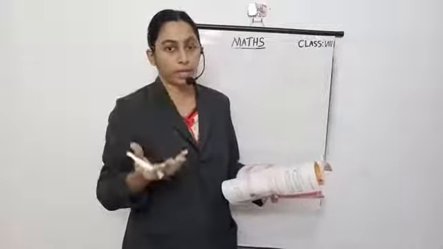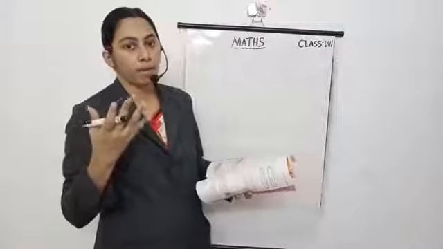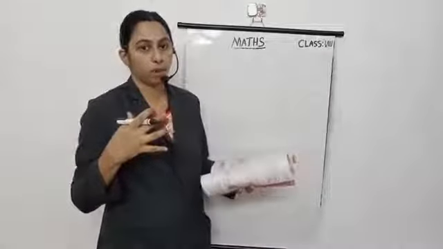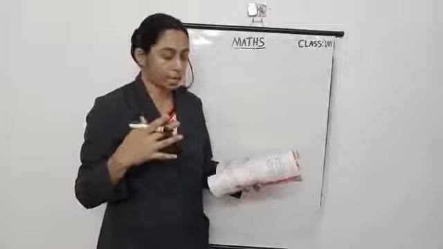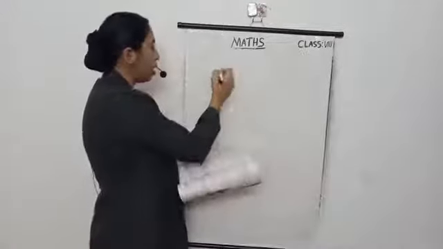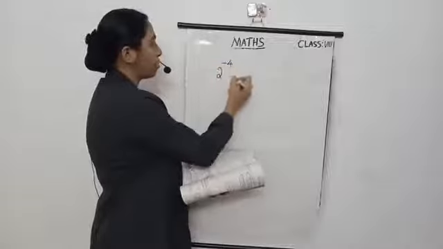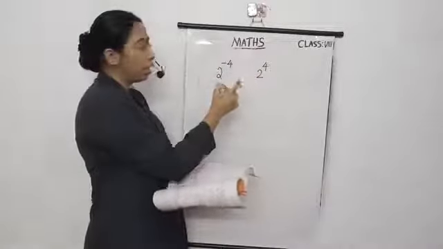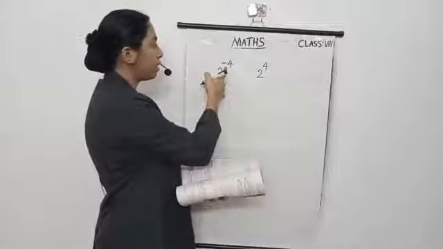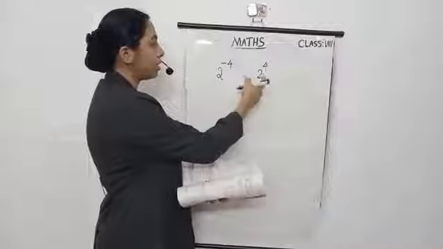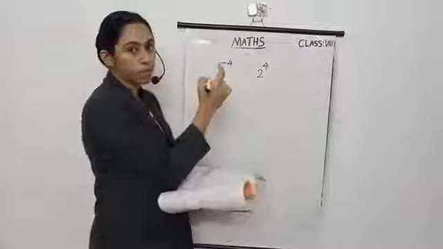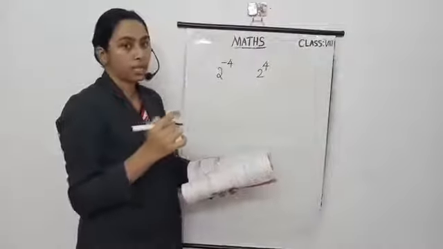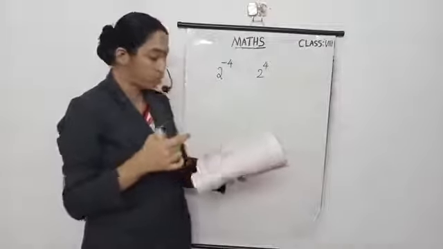The reverse is: a raised to m is the multiplicative inverse of a raised to minus m. So the first question is 2 raised to minus 4. Its multiplicative inverse is 2 raised to 4. If this is a negative exponent, then take its positive exponent. Okay, so write the answer with a pencil in your textbook only.